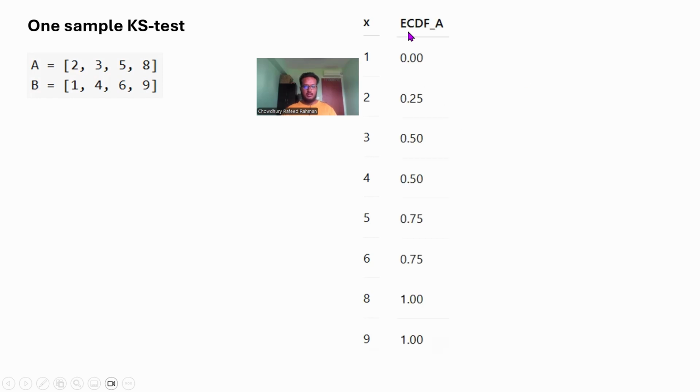And then you can get the ECDF of A. For example, here at x equal to 1, the ECDF of A is 0 because there is no value in A that is less than or equal to 1, right? That means zero values, so it is 0.